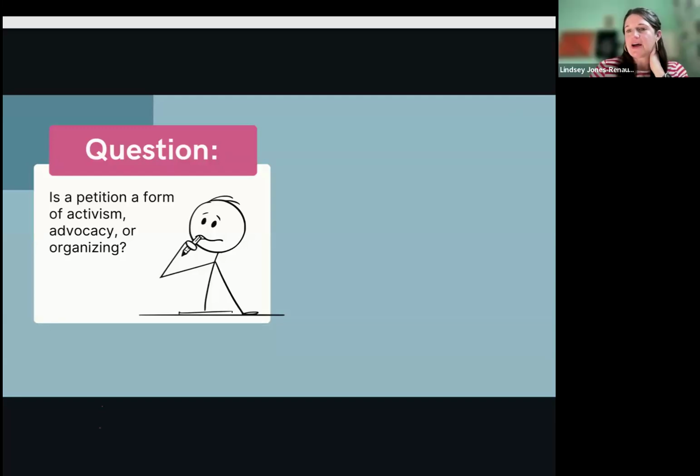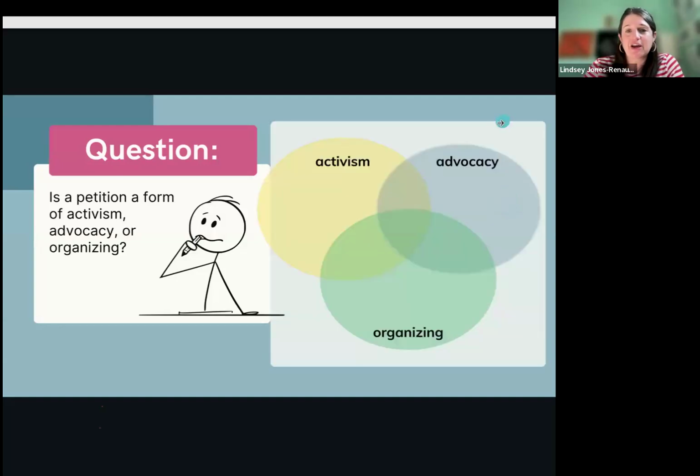Okay, thank you. Yeah, so lots of talk about how it depends on what the petition is saying and who it is directed at, which is a really good point. Many of you said it's a combination of all three, and I think that's a great response. Let me share some examples. I have a Venn diagram here of activism, advocacy, and organizing.